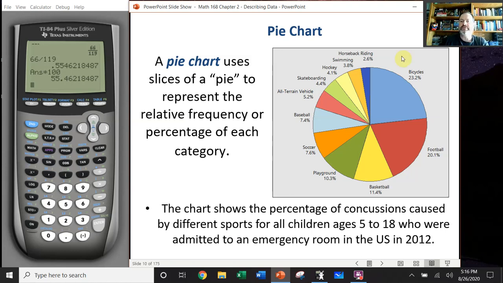You can see that bicycles accounted for 23.2% of all concussions among children who were admitted to an emergency room in the US in 2012. Football was 20.1%. Obviously, we pick on football a lot because it definitely has a lot of concussions associated to it. That's why they wear helmets, right? And you can see other sports as well. Basketball accounted for 11.4% of concussions, playground accidents 10.3%, and so on and so forth.